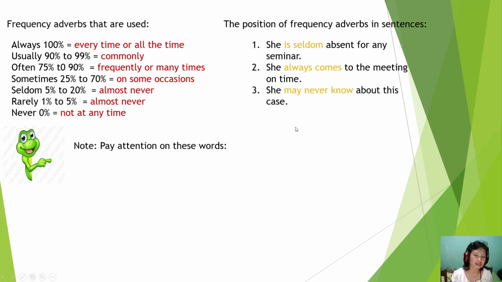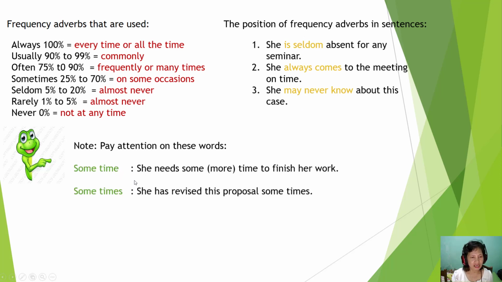Okay, the next is pay attention to these words. Sometimes, and sometimes. These are confusing. Yes, for students, these are confusing. Look at the difference. Sometimes here there is a space, but here there is no space. It is not separated. And then there is S here, no S. So sometimes she needs some time to finish her work.